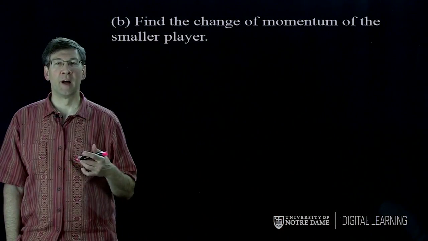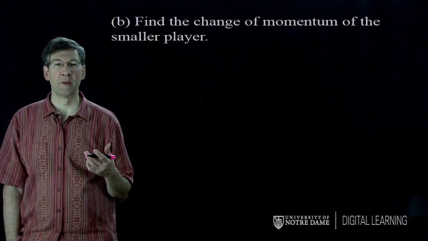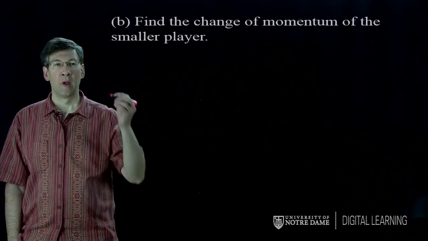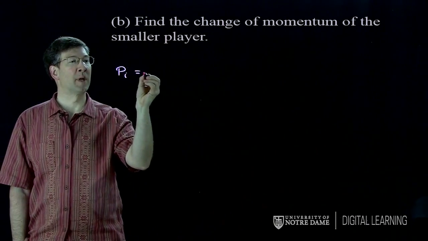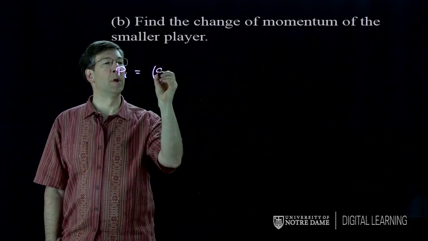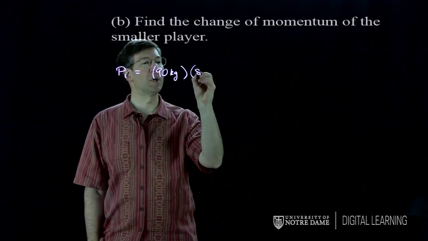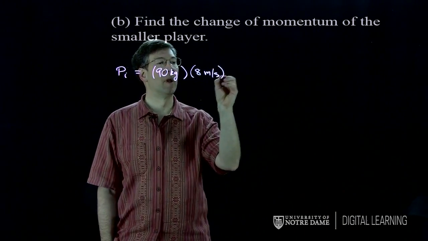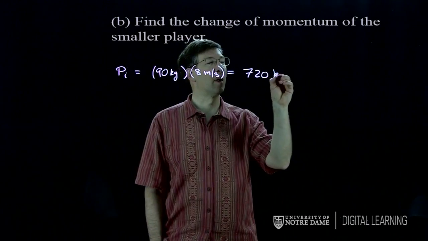Okay, so let's ask another question about this collision. What is the change in momentum of the smaller player? We know that the original momentum of the smaller player, which we calculated two frames ago, was equal to his mass, which was 90 kilograms, times his original speed, which was 8 meters per second. And so this was 720 kilogram meters per second.